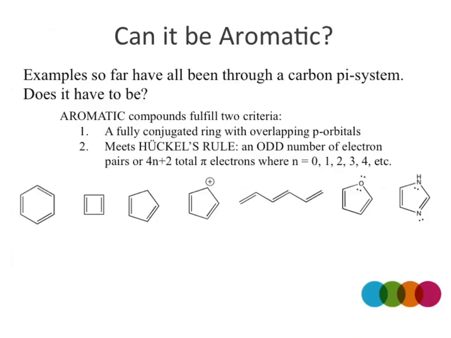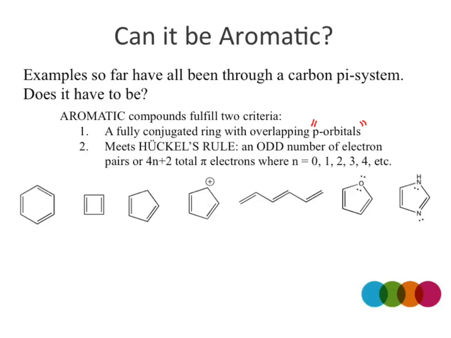Turns out not. All we're counting are the pi electrons. However those pi electrons got there is completely irrelevant as long as they're in the pi system. So our rules, again, for it to be aromatic, we have to have that fully conjugated ring, so overlapping p orbitals. We're going to make a slight tweak to that. I like to put p orbitals in quotes. And we'll get into an example of that in a second.